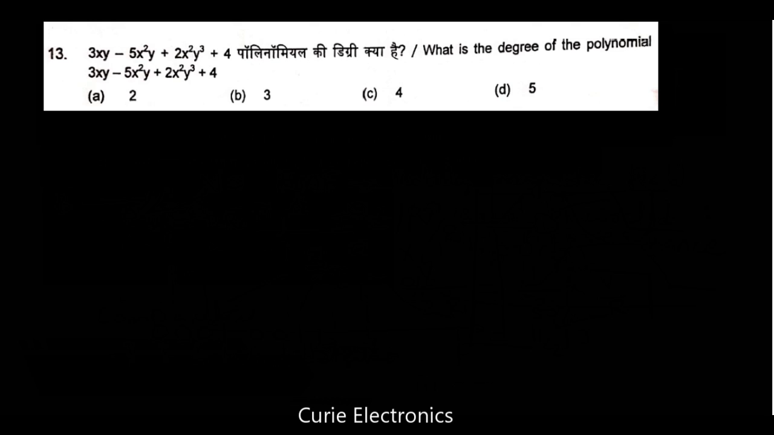What is the degree of the polynomial 3xy minus 5x square y plus 2x square y square plus 4? If you see, this is a polynomial, but it has got two variables, that is x and y.